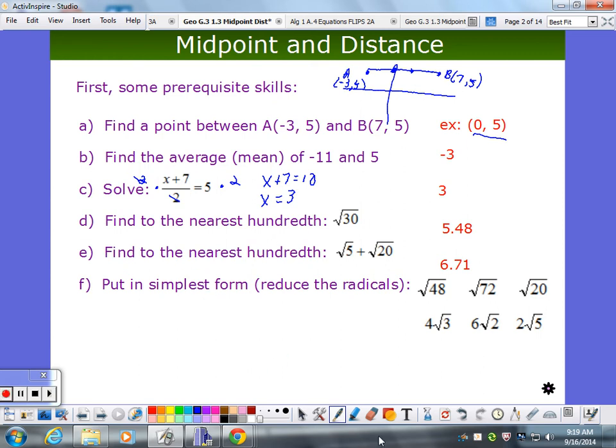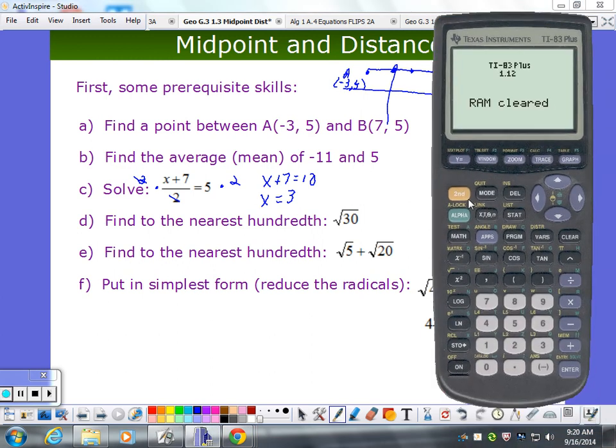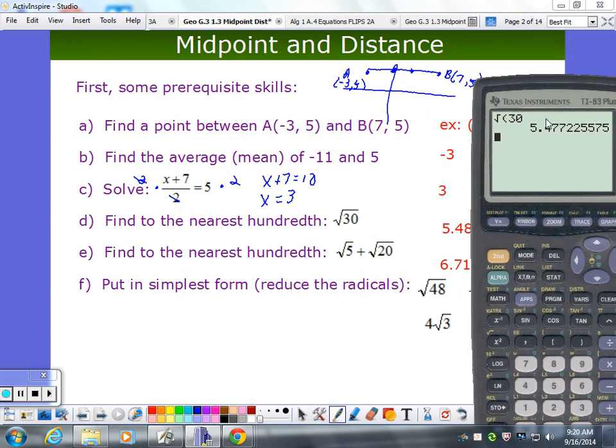Now this is a calculator activity. I think I got my calculator up here. So you just type in the square root of 30. Before you do anything, what do you think it's approximately going to be? The number between what two whole numbers? Can we do that without a calculator? The square root of 30 is between what two whole numbers? 5 and 6, because it's between the square root of 25 and the square root of 36. So I need a 5 point something, and to the nearest hundredth, 5.48, because that means two decimal places.